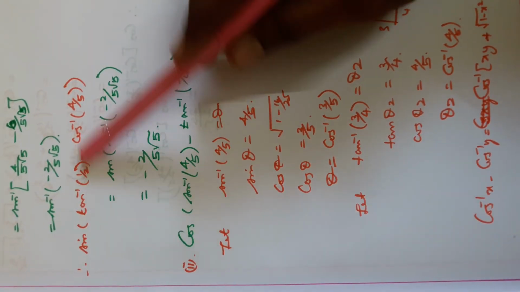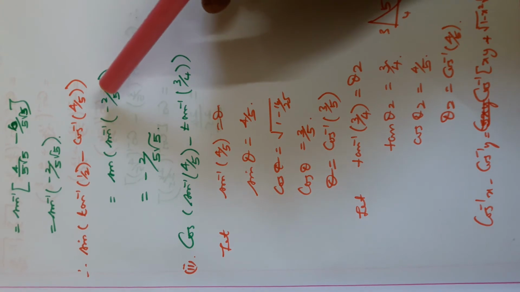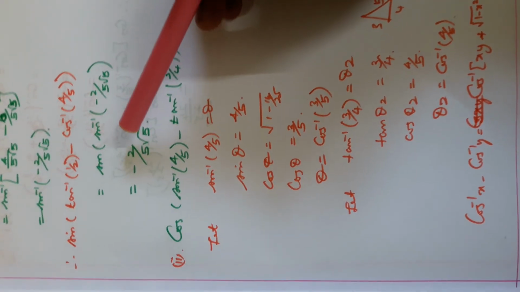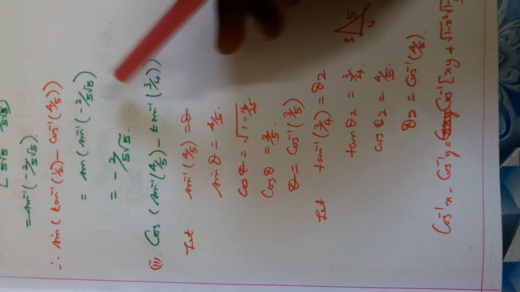Therefore sin of sin inverse of minus 2 by 5 root 5 is equal to minus 2 by 5 root 5. And this is our final answer.